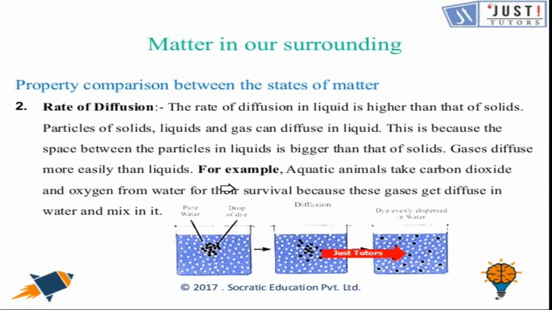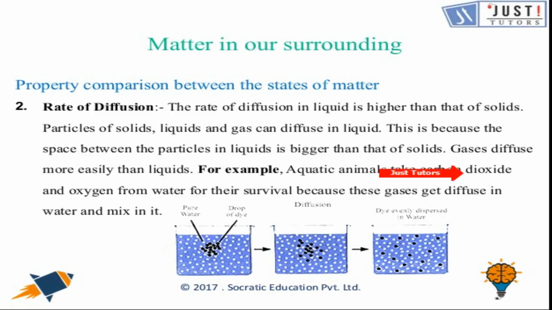And diffusion also helps in the survival of animals. For example, aquatic animals take carbon dioxide and oxygen from water for their survival, because these gases get diffused in the water and mix in it.